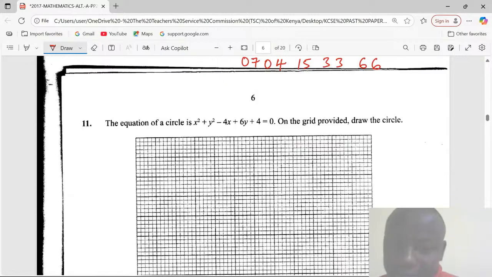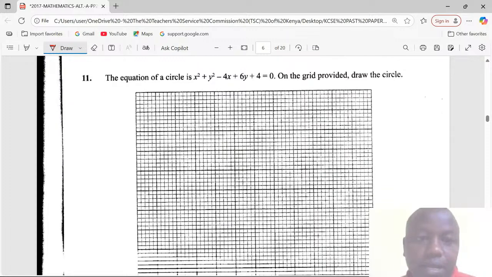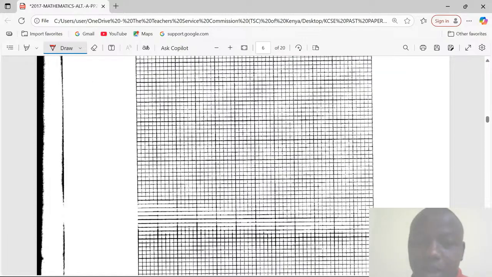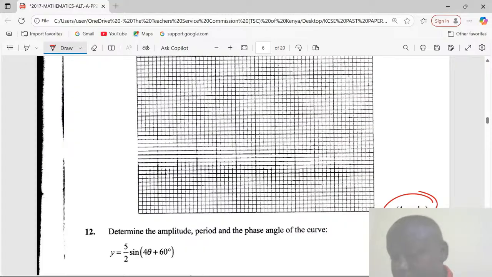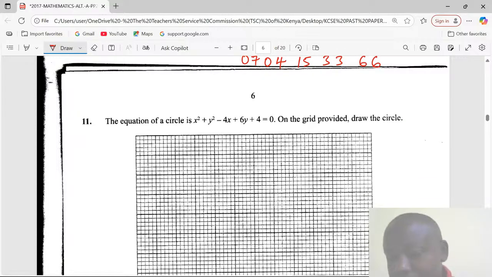Okay. Number 11, another interesting question. The equation of a circle is x squared plus y squared minus 4x plus 6y plus 4 equals 0. On the grid provided, draw the circle. For us to draw the circle, look at the 4 marks here. They are supposed to be distributed so well. The first thing is to come up with the center and radius for this circle. With center and radius, you shall be good to go.